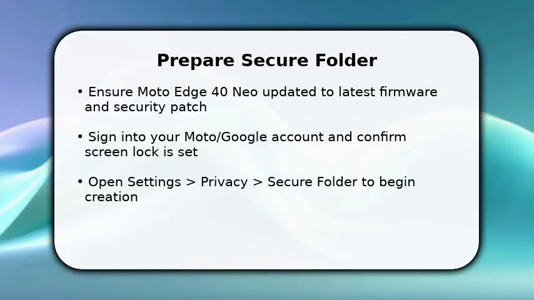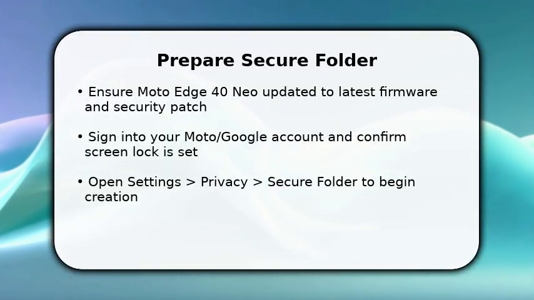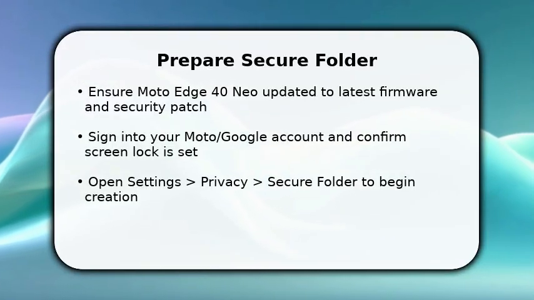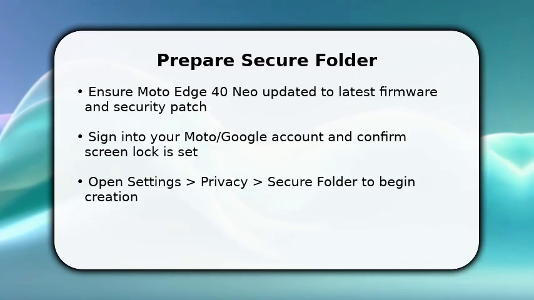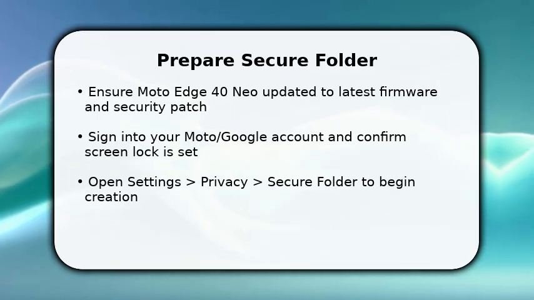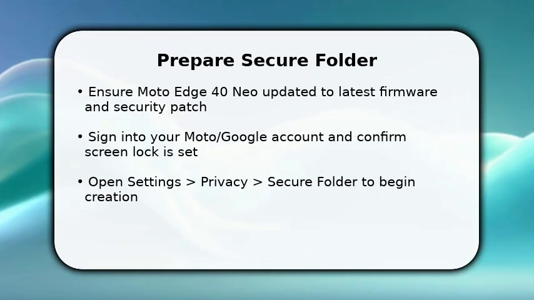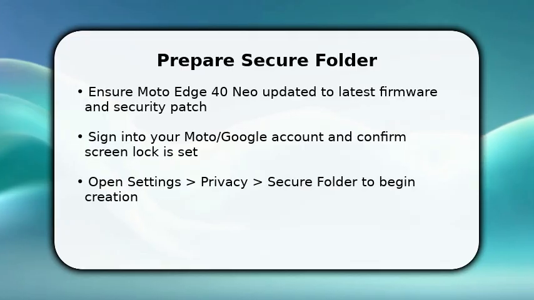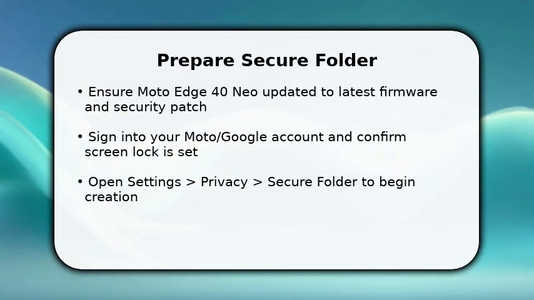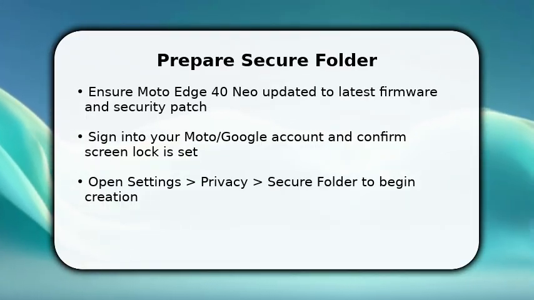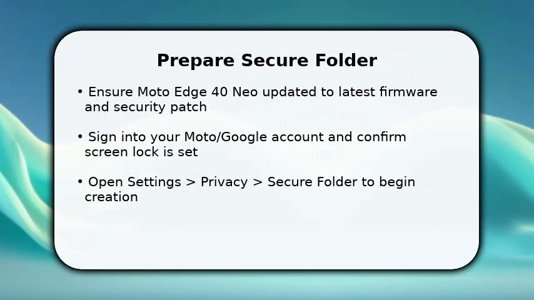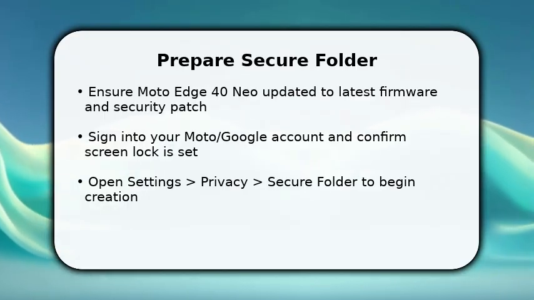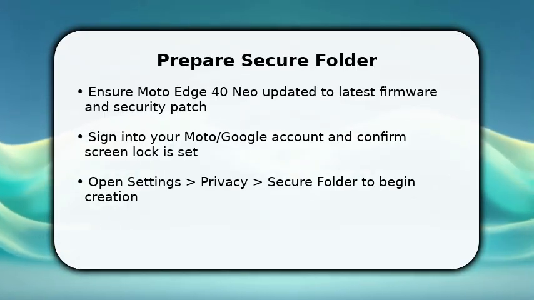You start by preparing the device so Secure Folder installs cleanly. First, make sure your Moto Edge 40 Neo has the latest system and security updates. This prevents setup errors. Next, confirm you are signed into your primary Moto or Google account and that a secure screen lock, PIN, pattern, or biometric is active. Secure Folder requires that. Once done, navigate to Settings, then Privacy, and tap Secure Folder to begin creation. Follow prompts to accept terms and grant permissions.